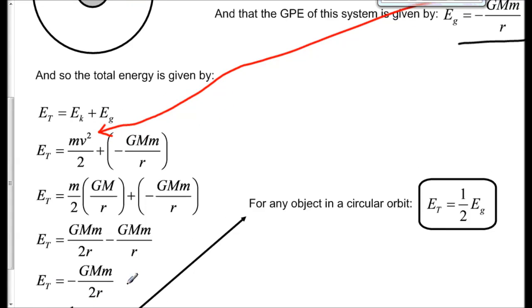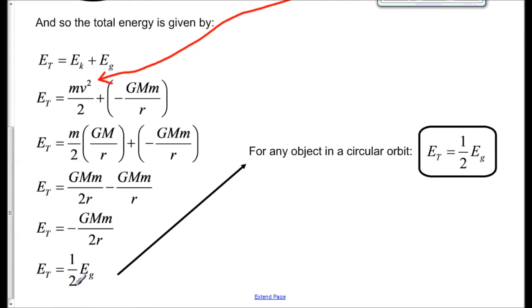The total energy of this object is given by this, which, if you remember, is only half the gravitational potential energy. So the total energy of any object in a circular orbit is given by just this pretty simple looking expression. We can tell a whole lot about a satellite just by the masses and its height. We can tell the total energy, and if we want, we could go and figure out the kinetic energy.